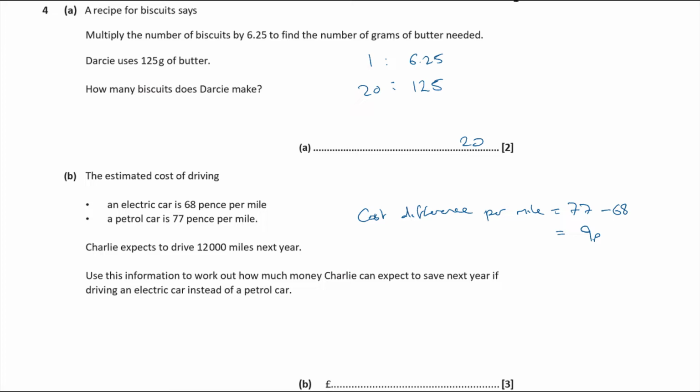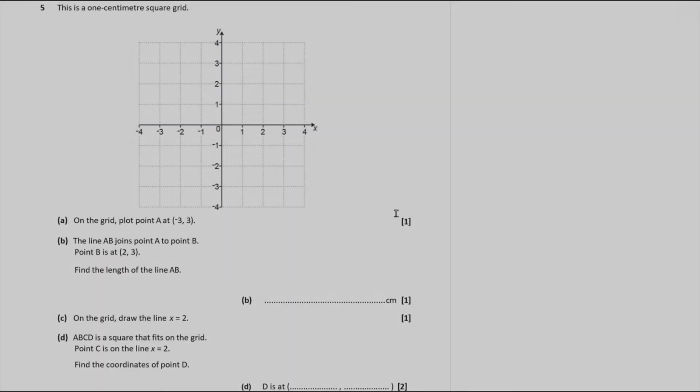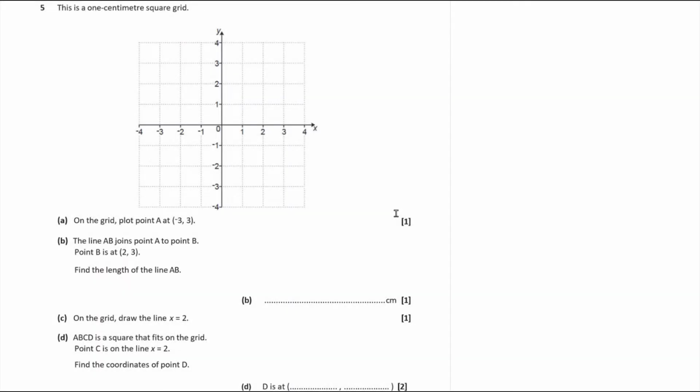So if he's saving 9 pence per mile for 12,000 miles, then the cost saving is going to be 12,000 times 9p. What's that then? Well, 12,000 times 10 would be 120,000. Take away 12,000, that's 108,000 pence. But obviously we need this in pounds. So dividing it through by 100, that's going to leave me with 1,080 pounds.